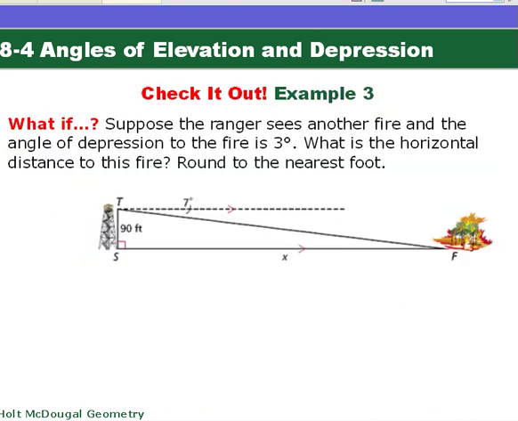All right, so here's a picture. The ranger sees another fire. Lots of fires going on. And the angle of depression to the fire is 3 degrees. So what is the horizontal distance to the fire, rounded to the nearest foot?